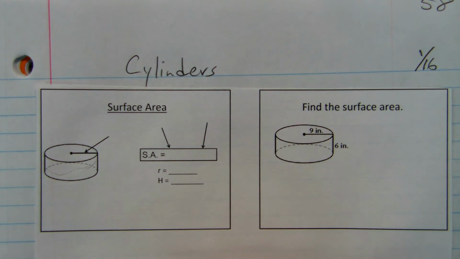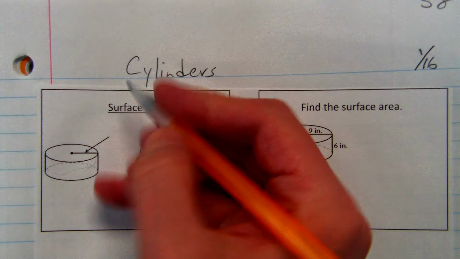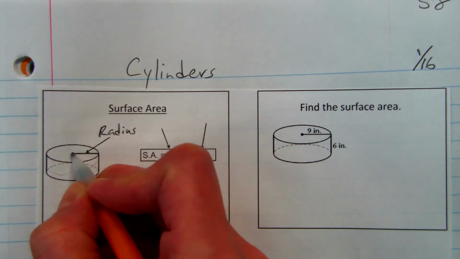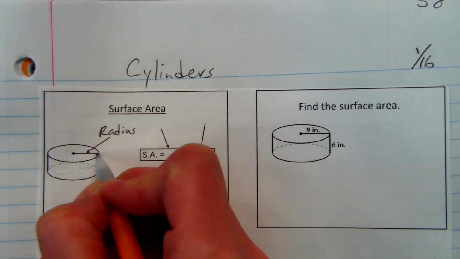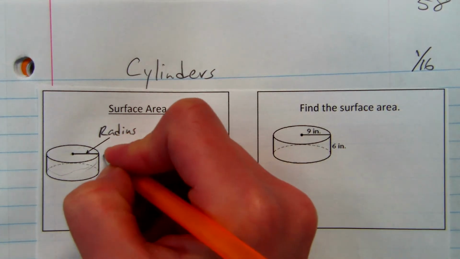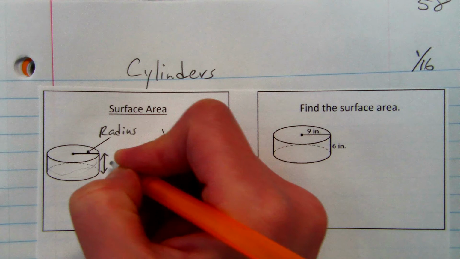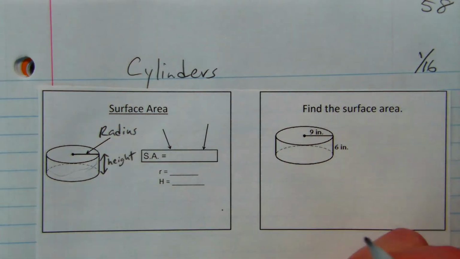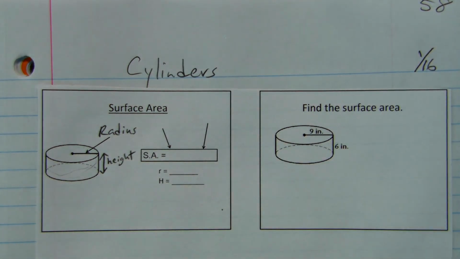The pieces that we need to know to do surface area and volume are the radius, which is what this arrow is pointing to, that distance from the center to the outside of the circle. And then you would also need to know the height. And the height is considered the distance between circles, even if they're set on their sides.